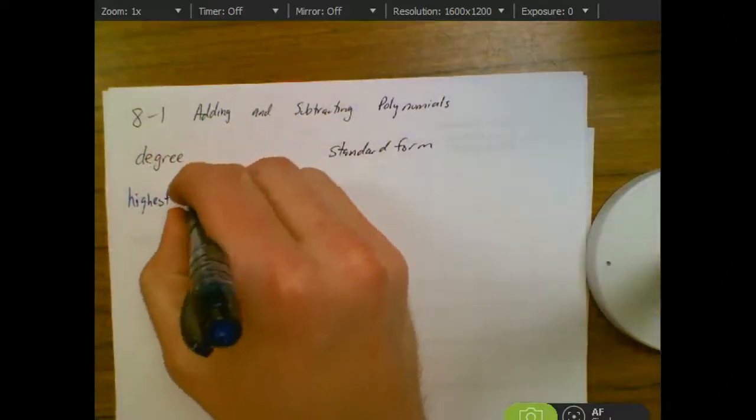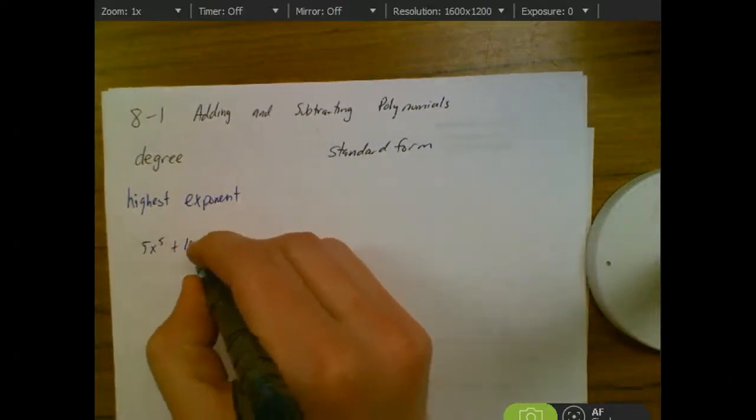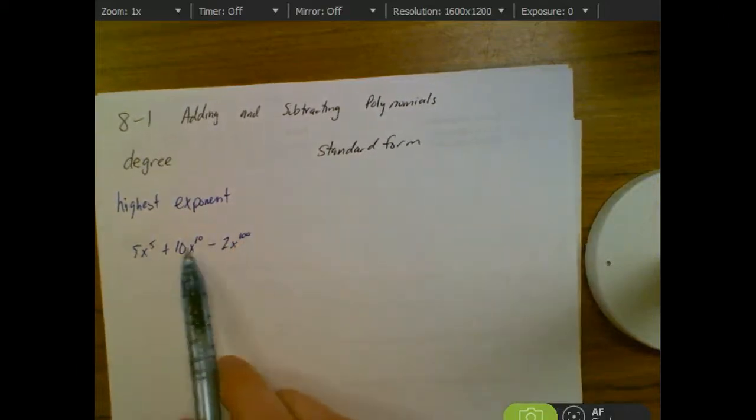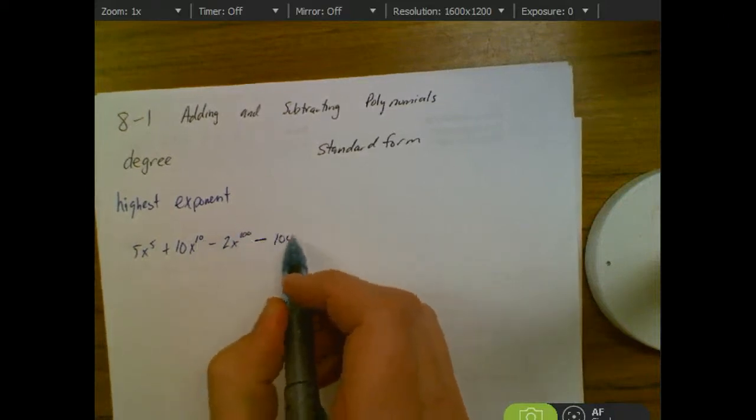We got to first talk about some other things that go along in this section. We got to talk about the degree of a polynomial. The degree of the polynomial is the highest exponent. But you have to be careful with this, because if you multiply letters together, then you would have to add those together. So if we have a polynomial like 5x to the 5th plus 10x to the 10th minus 2x to the 100th power, the highest exponent here, we have a 5, a 10, and a 100. That means the degree of this one is 100.